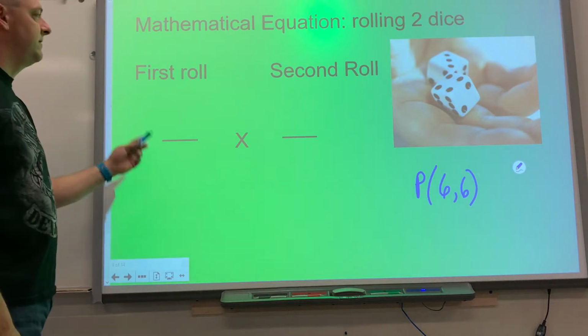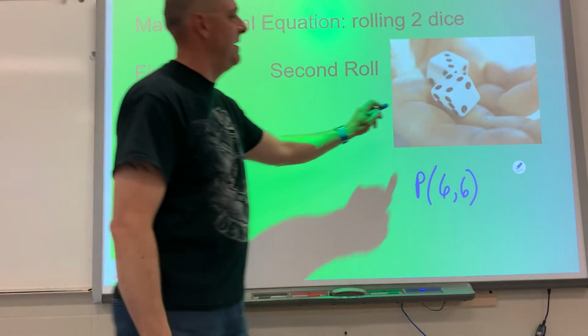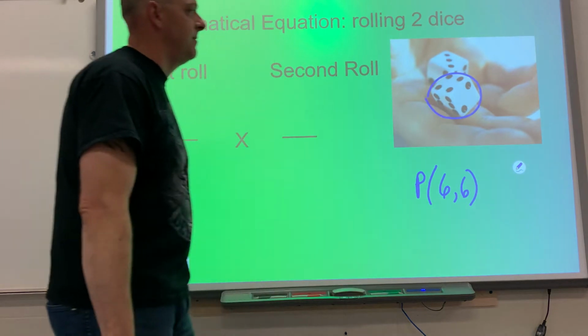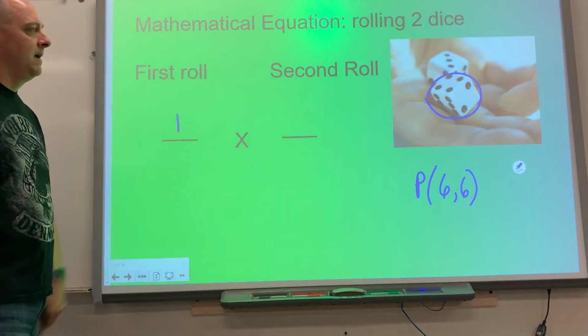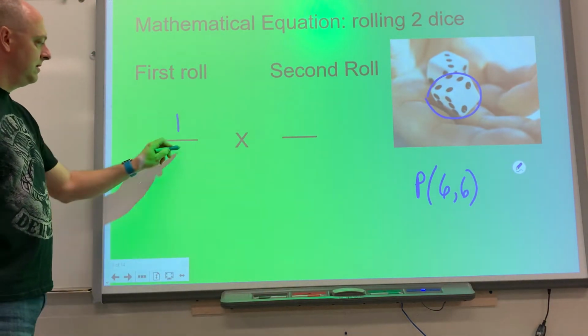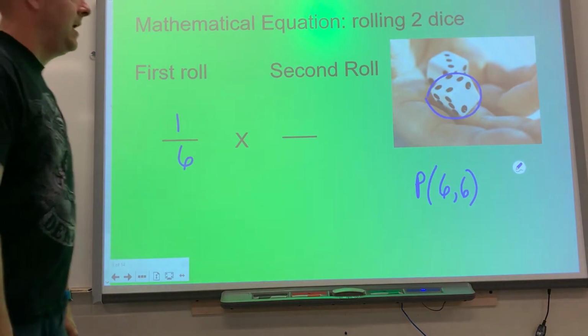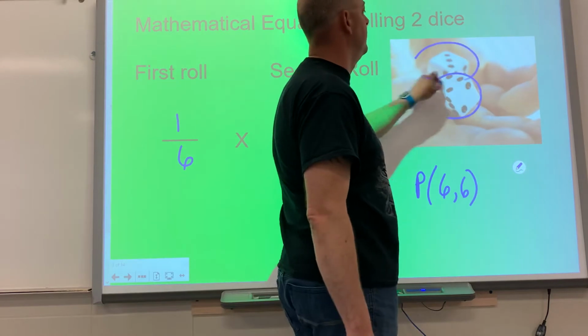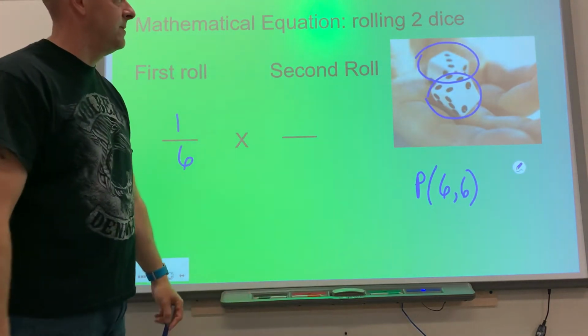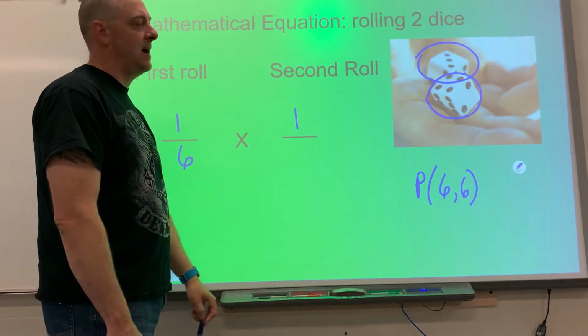Well, in the first roll, we'd have to ask, how many of the sides on this die are 6s? Only 1. And how many sides are there total? 6 ways it could happen, right? And in the second one, we're going to roll the other die as well. When we roll that, how many of them are 6s? Only 1, out of how many sides total?